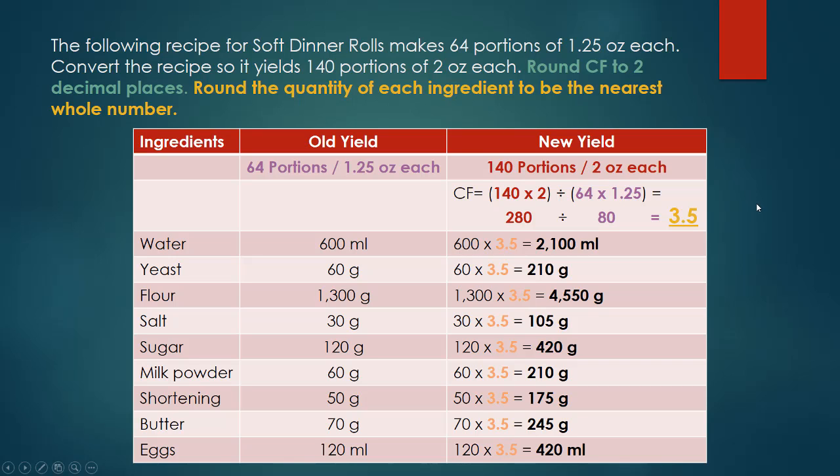So there you go, two simple formulas. We need the new yield, we'll divide it by the old yield, and then we can use it for any recipe we have in our recipe book.